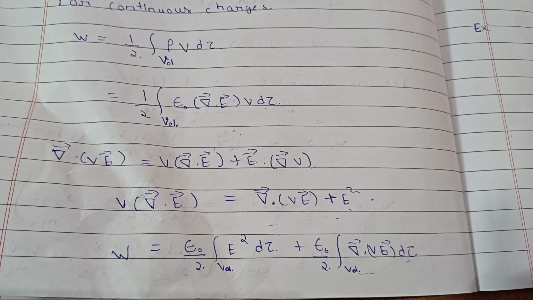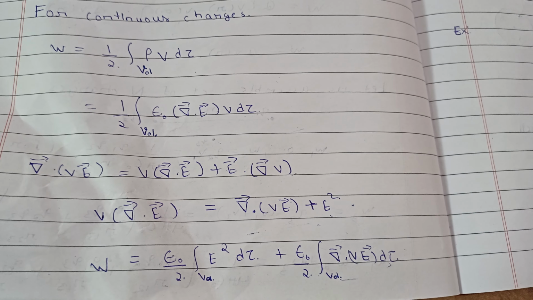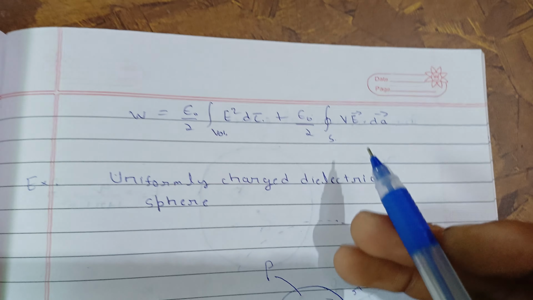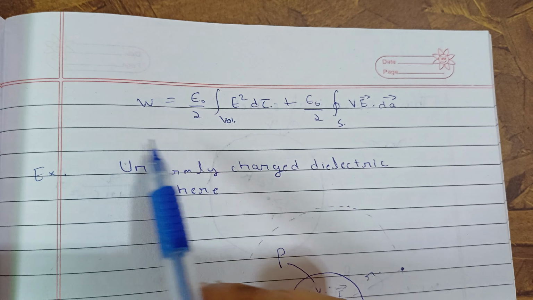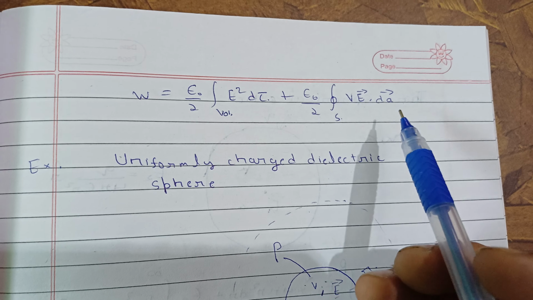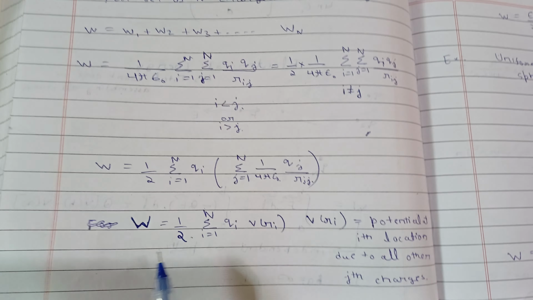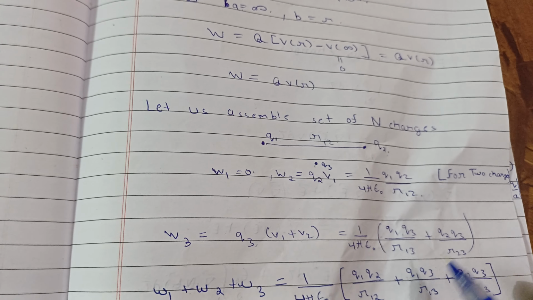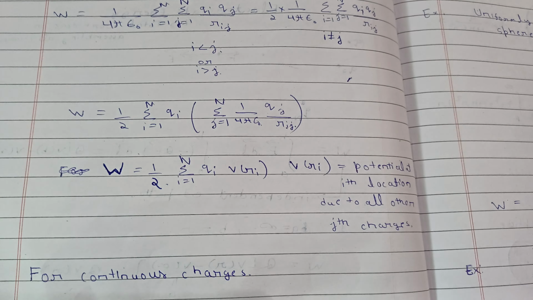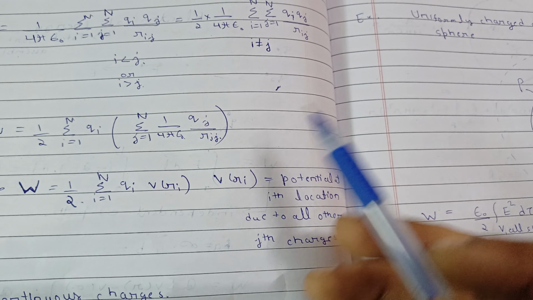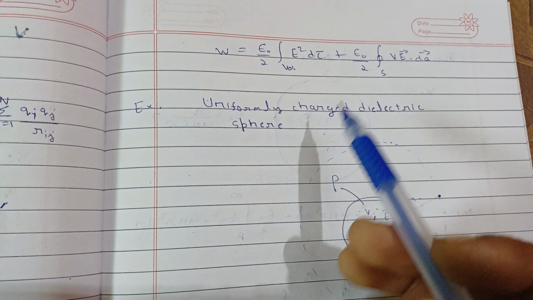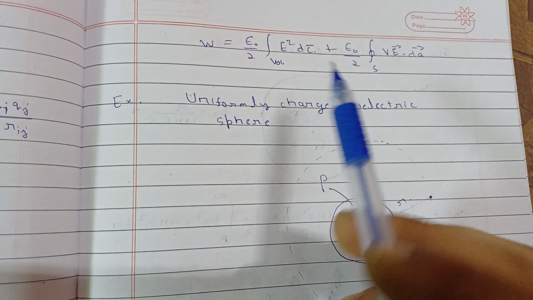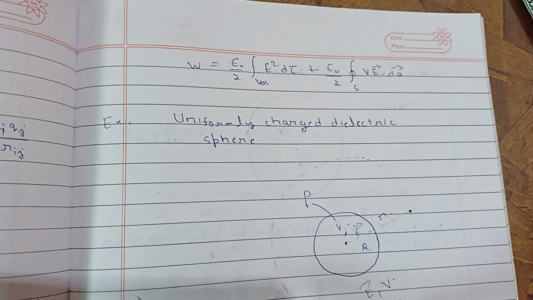So we can convert this volume integral to a surface integral. How can we do that? This can be written as V E dot dA, a surface integral. So this is your complete formula for the electrostatic energy for a continuous charge distribution. Here you were discussing discrete charges, which you can find using the earlier formulas. But if you have a disk, or a dielectric sphere where the charge is uniformly distributed, then you need to use this formula to find the total electrostatic energy for that system.